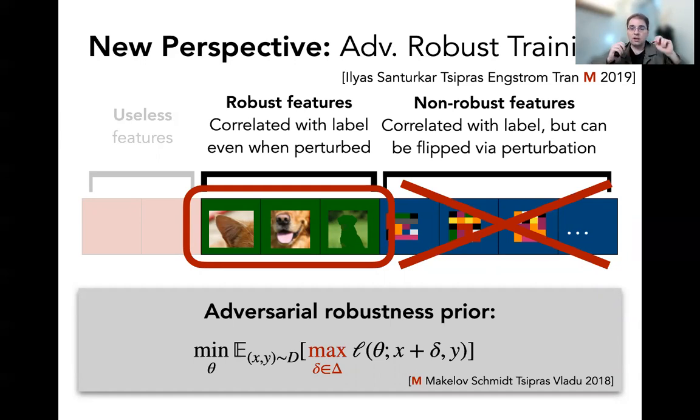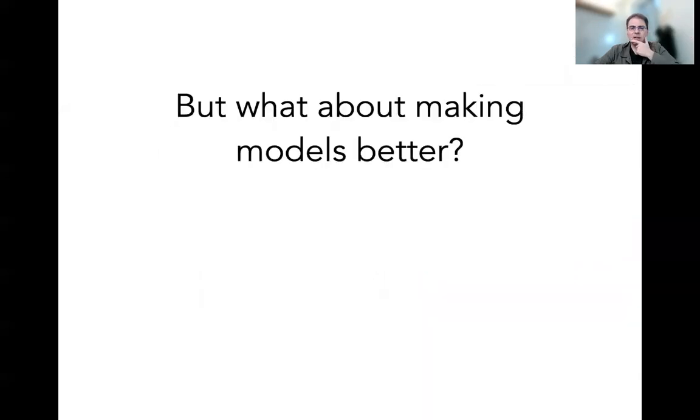Okay, so that is one way to explain what effect adversarial robustness has, and what this prior corresponds to. If you realize that making a model adversarially robust makes it depend more on robust features versus non-robust features, you might ask what implication this might have for making models actually better.